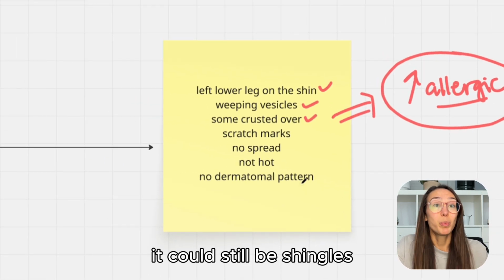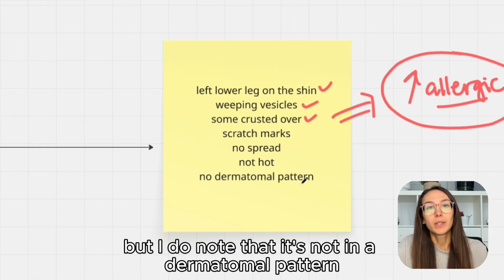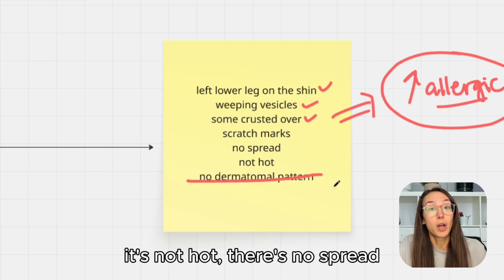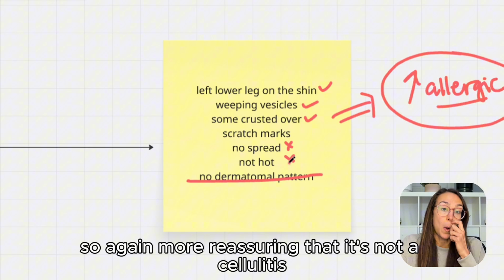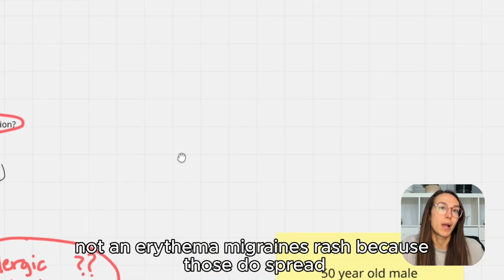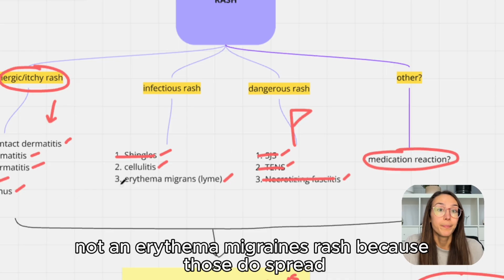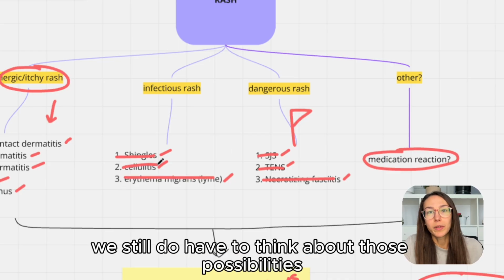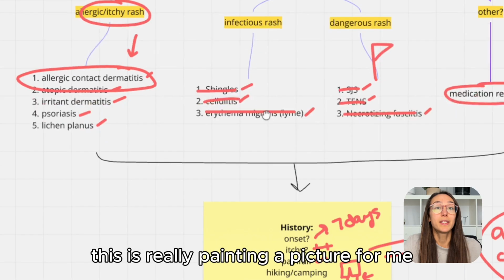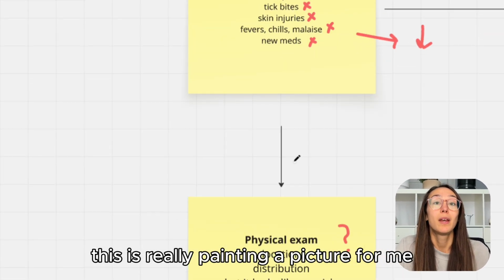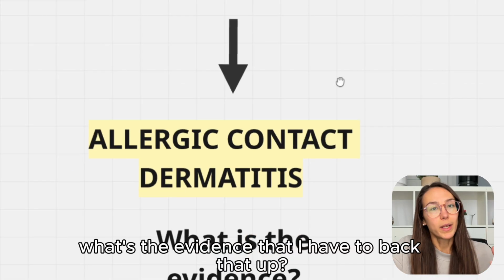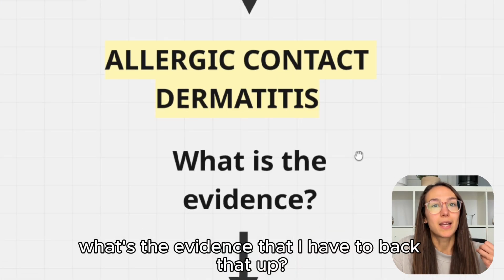But it could still be shingles. But I do note that it's not in a dermatomal pattern that's characteristic of shingles. It's not hot, there's no spread. So, again, more reassuring that it's not a cellulitis, not an erythema migrans rash, because those do spread. And he was hiking, so we still do have to think about those possibilities. So, at the end of the day, this is really painting a picture for me of an allergic contact dermatitis rash. So, again, what's the evidence that I have to back that up?